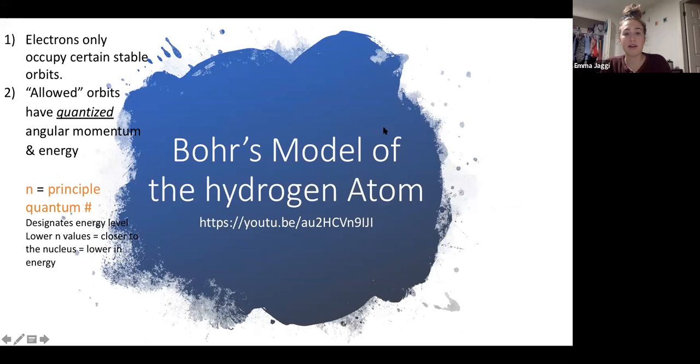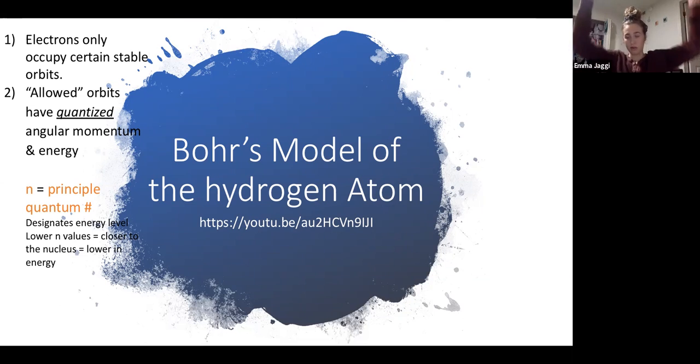Okay, Bohr's model of the hydrogen atom. So there are a couple things that are important to remember about Bohr's model. The first is that electrons only occupy certain stable orbits, and allowed orbits have quantized angular momentum and energy. n, which you'll see in equations, is the principal quantum number, and it designates the energy level. And lower n values are closer to the nucleus.